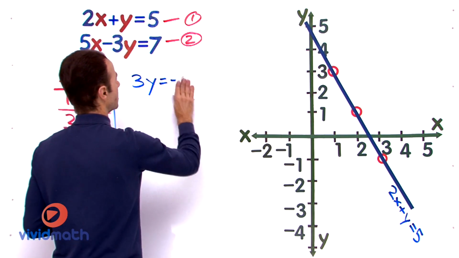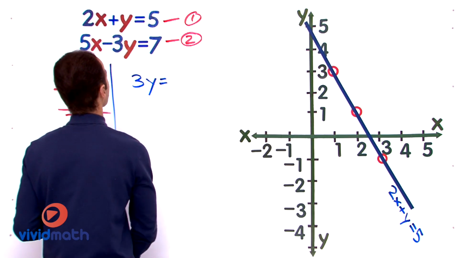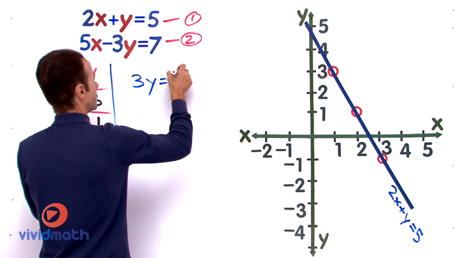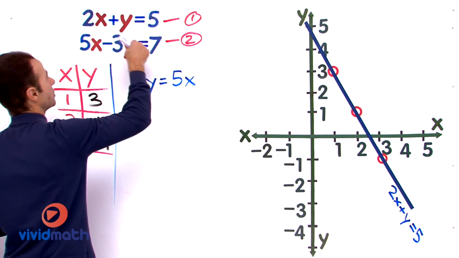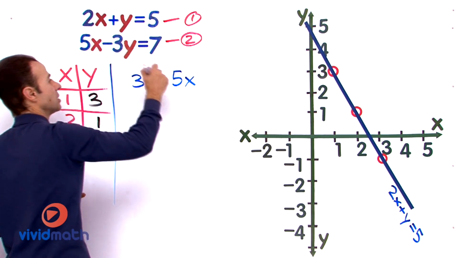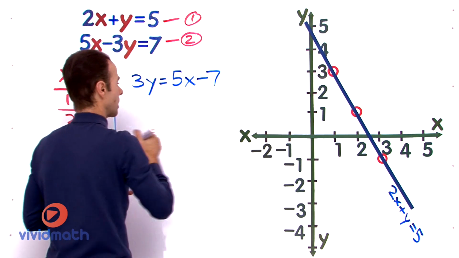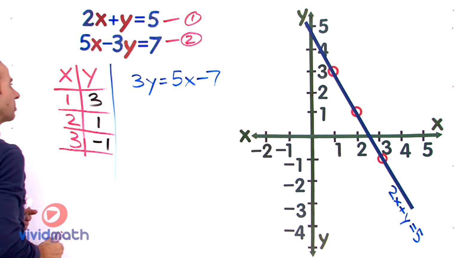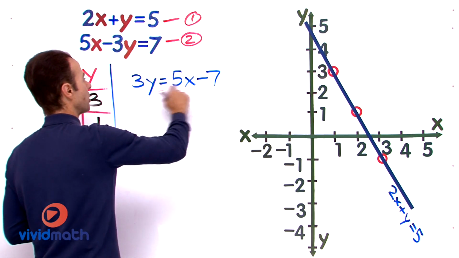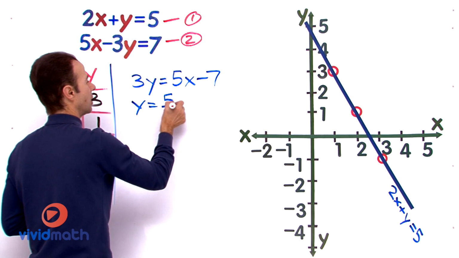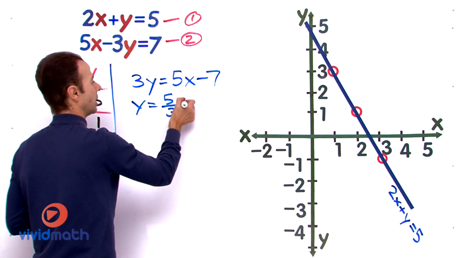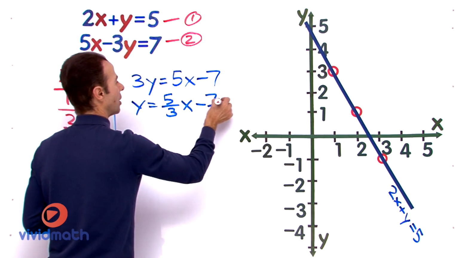3y equals 5x. Bring the 7 over here, so it's going to be minus 7. Okay, let's simplify this even further. Let's divide throughout by 3. So that means we've got y equals 5 on 3 x minus 7 on 3.